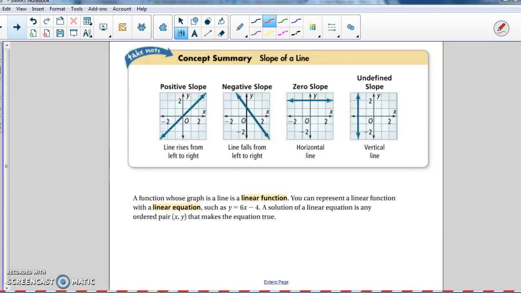A function whose graph is a line is a linear function. We can represent a linear function with a linear equation such as y is equal to 6x minus 4. A solution of a linear equation is an ordered pair (x, y) which makes the equation true.